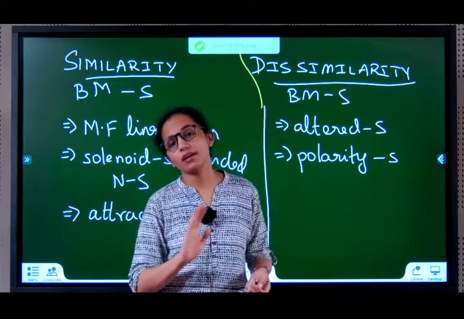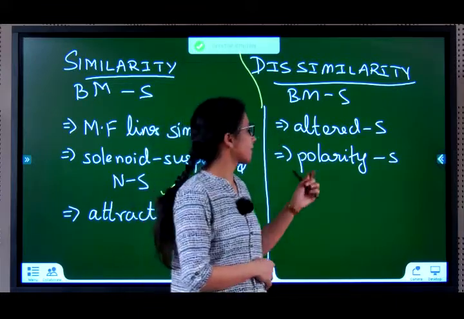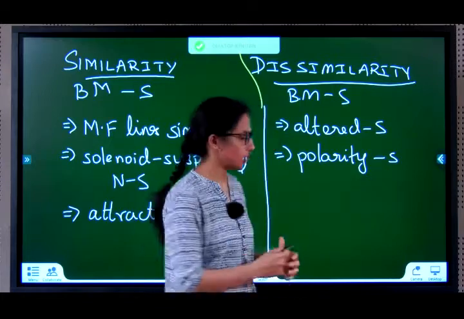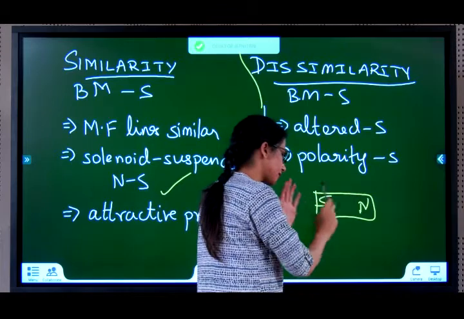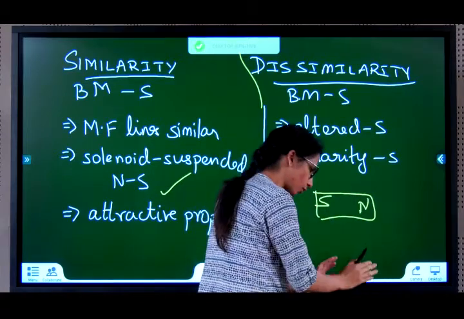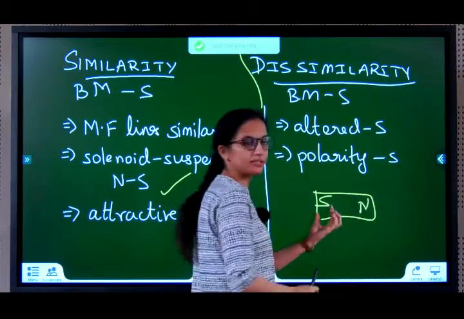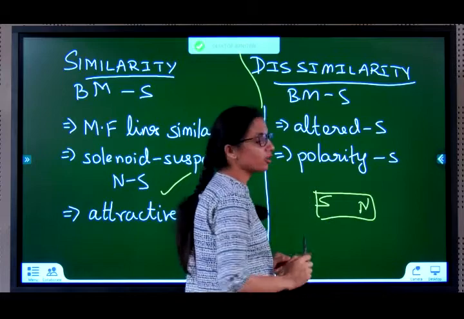For a bar magnet, you cannot change the magnetic field strength. The polarity of the solenoid can change, can be reversed. See, for a bar magnet, if north is here and south is here, it is north and south only. You can't make this pole south and this pole north. But in a solenoid, you can do that.